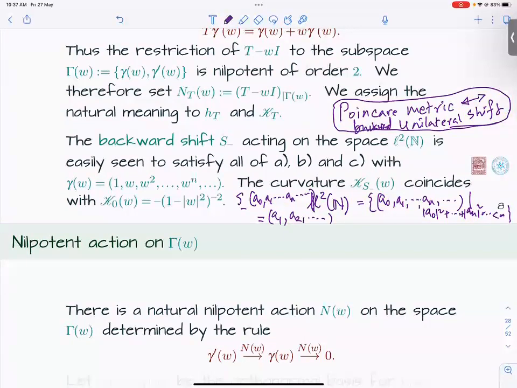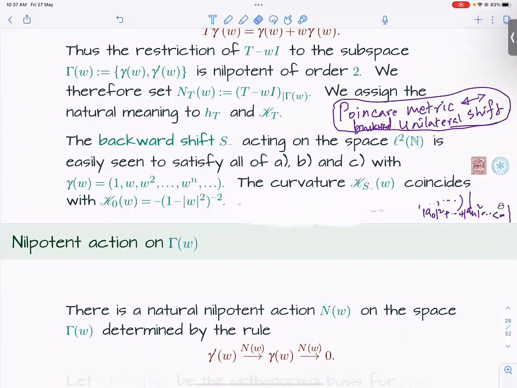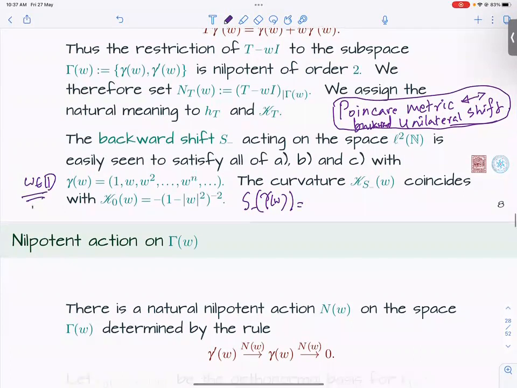Now, the beautiful thing about this backward shift is that you can right away see what the eigenvectors are. If I look at this vector gamma omega that I have written down, and apply the backward shift to it, what will I get? Here omega is any element in the disk. Because omega is in the disk, the sequence 1, omega, omega squared, and so on belongs to little l2 of N, because I can simply add 1 plus |omega|^2 plus |omega|^4 and so on, and this will be 1 over 1 minus |omega|^2. It is obviously a convergent geometric series, so 1, omega, omega squared, and so on is in l2 of N.